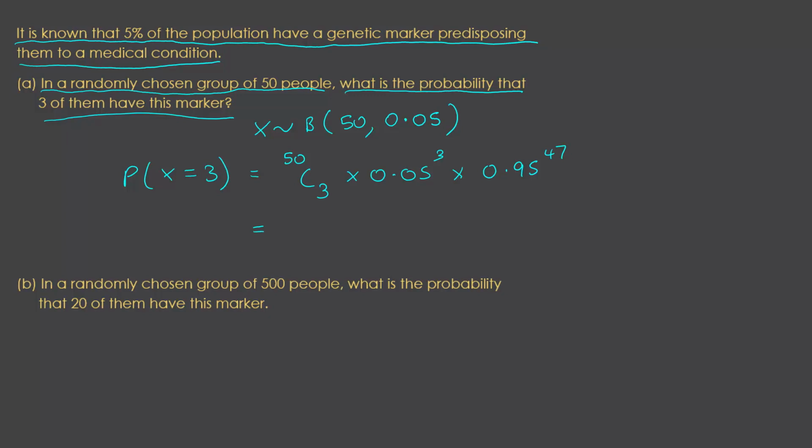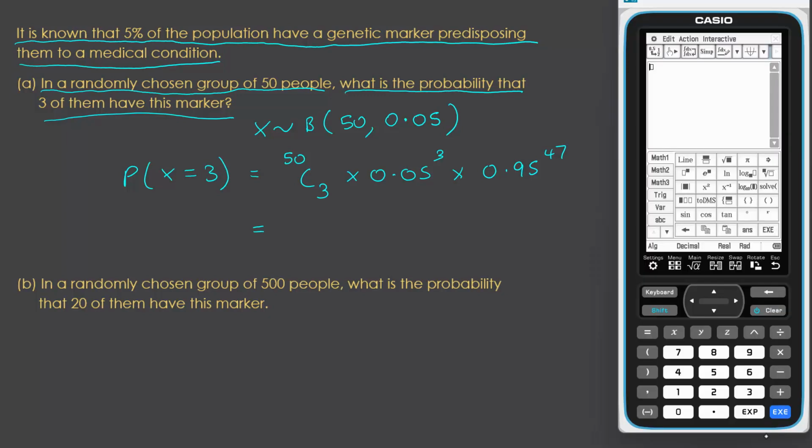And then we just need to calculate. So we find combination in advanced here. So that's nCr 50, 3. And then we need to multiply by 0.05 to the power 3 and by 0.95 to the power 47. And that gives me 0.2199 to 4 decimal places.